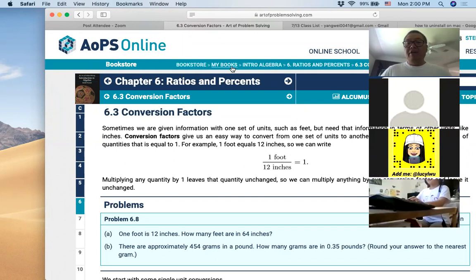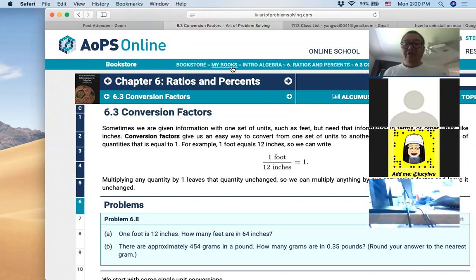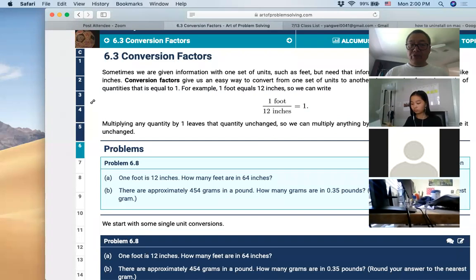Suppose I give you 1 foot and ask how many inches are in 1 foot. Then you know that equals 12 inches, right? So we can write this conversion factor as 1 foot divided by 12 inches. This equals 1, right? Now let's practice this problem.